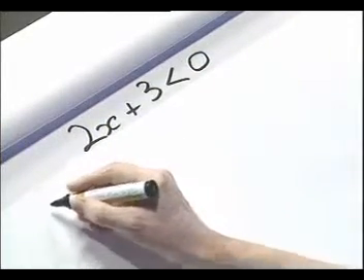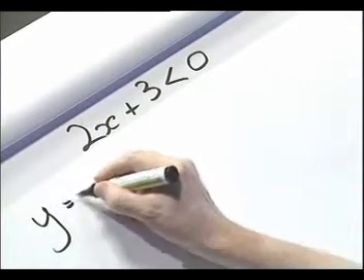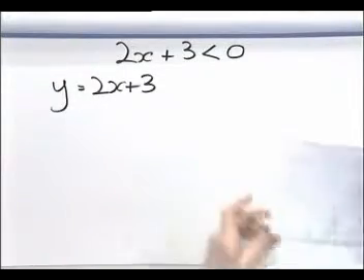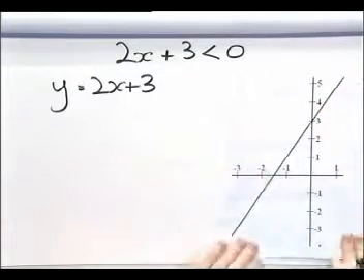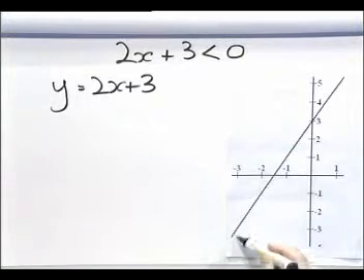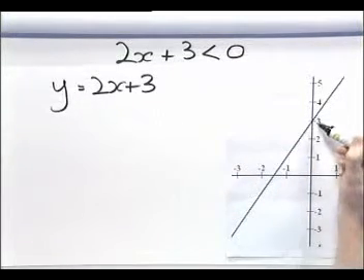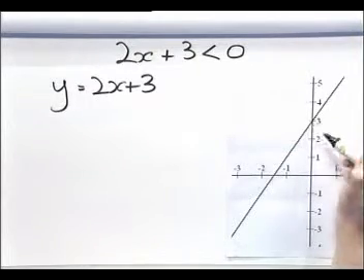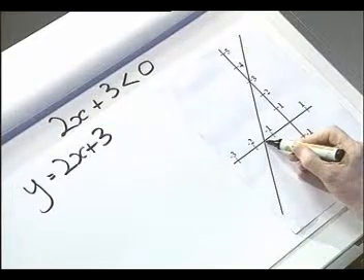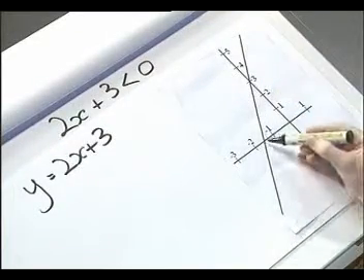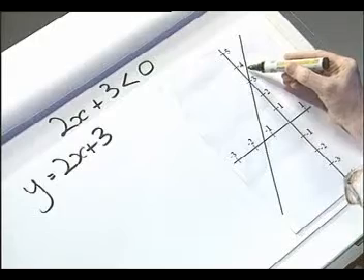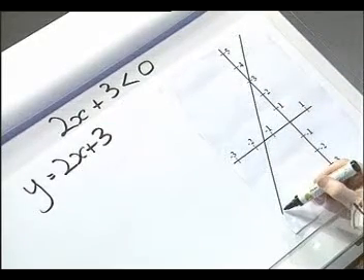The first thing that we need to do is to draw the graph of y equals 2x + 3. And I've got this graph here. Note that it's the equation of a straight line. It has a slope of 2 and an intercept on the y-axis of 3. On the x-axis, y is equal to 0, so where the line cuts the x-axis, y is equal to 0. Above the x-axis, y is greater than 0, and below the x-axis, y is less than 0.